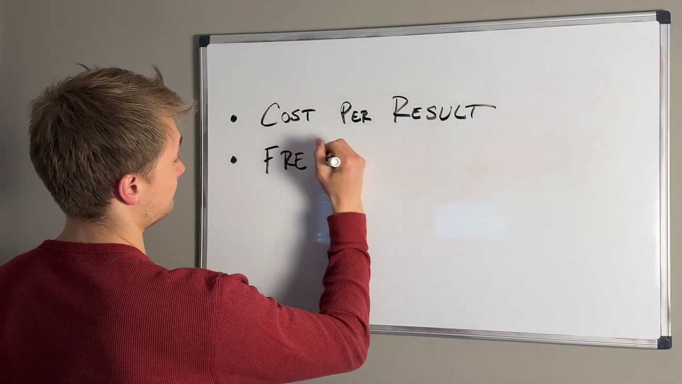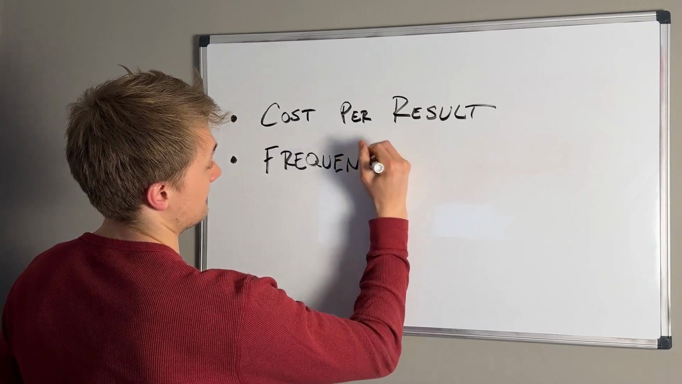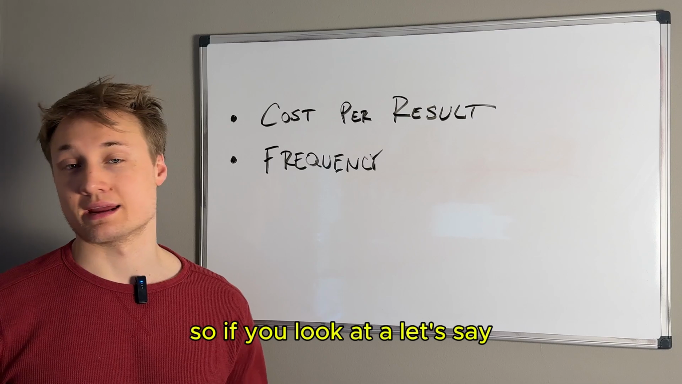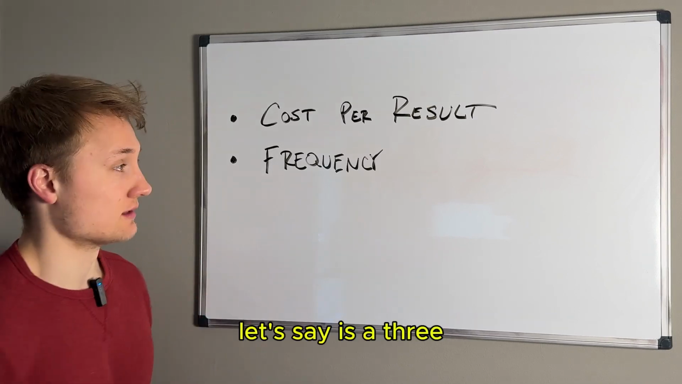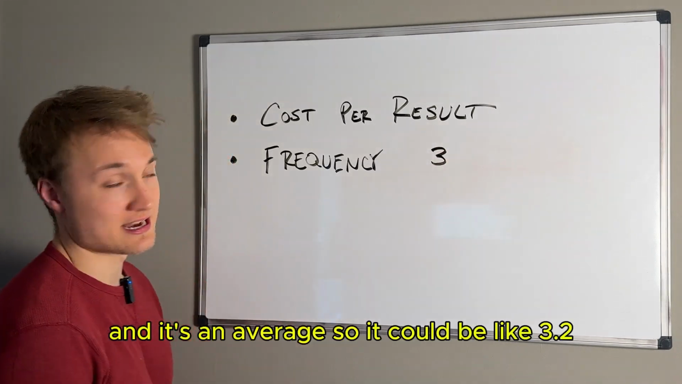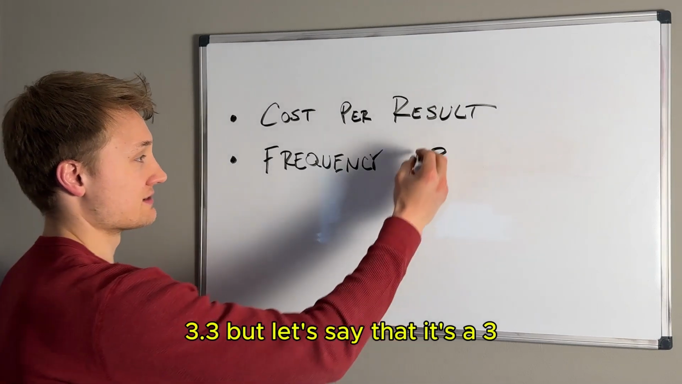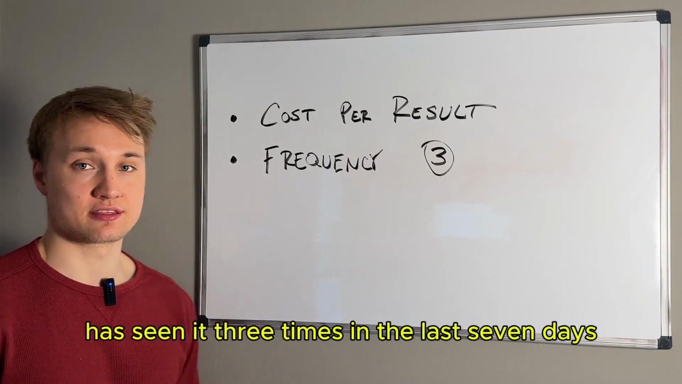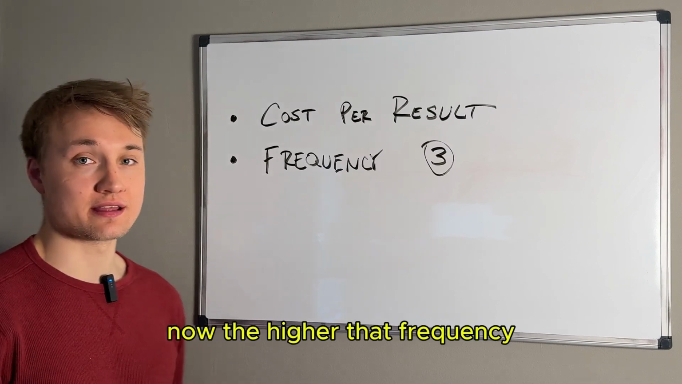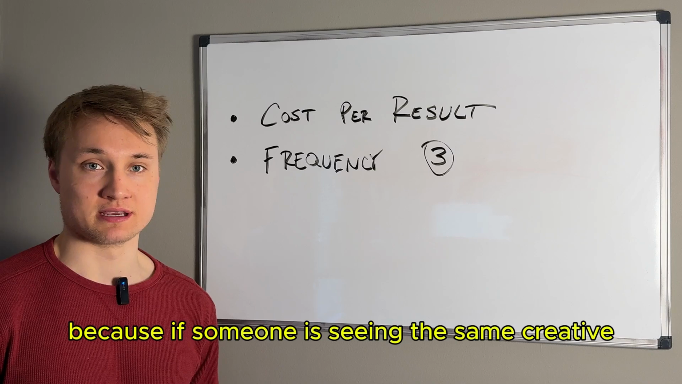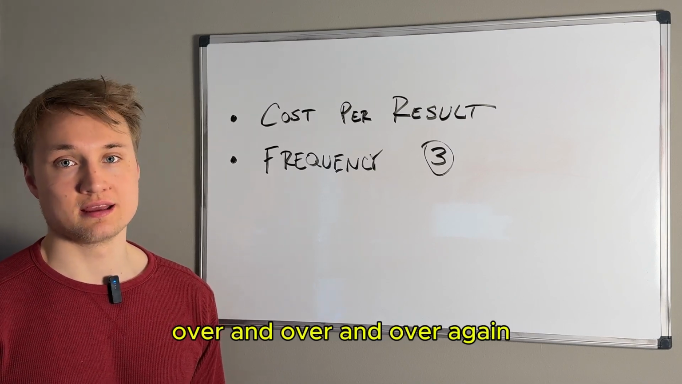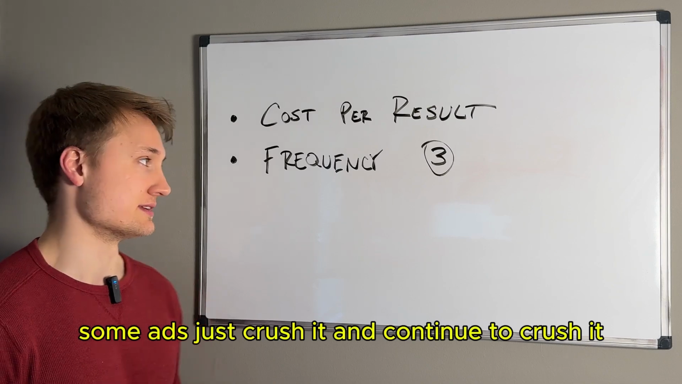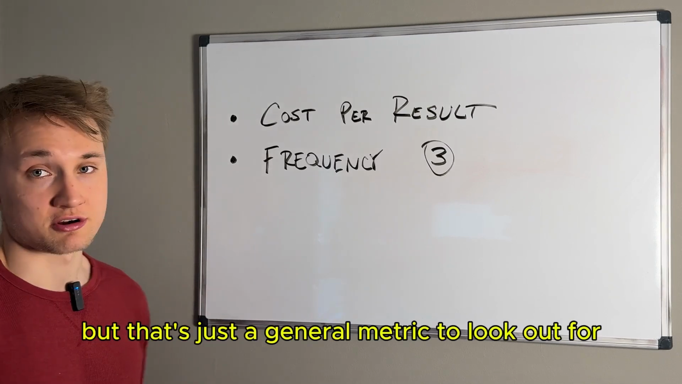Number two would be paying attention to what's called frequency. Frequency is the number of times that a person on average saw your ad within a given period of time. So if you look at, let's say, a 7-day lookback window and your frequency is a 3. It's an average, so it could be 3.2, 3.3, but let's say it's a 3. If your frequency is a 3 over the last 7 days, that means the average person who saw your ad has seen it 3 times in the last 7 days. The higher that frequency, the more likely there is to be fatigue, because if someone is seeing the same creative over and over again, people are going to get sick of seeing the same ad, and the metrics are likely to drop. That's not always the case. Some ads just crush it and continue to crush it even if people see it multiple times. But that's just a general metric to look out for.